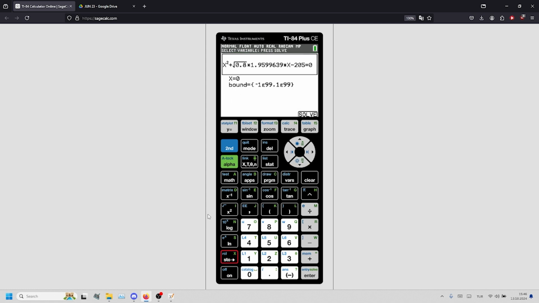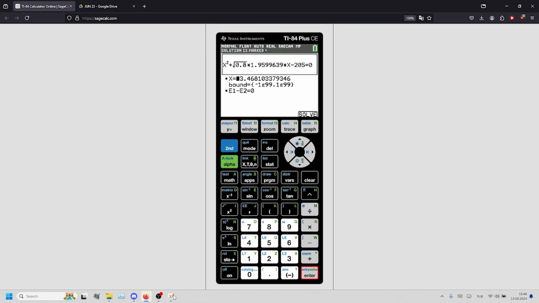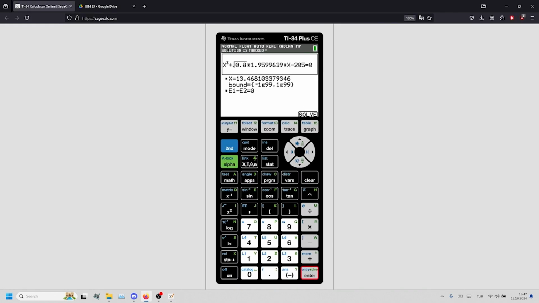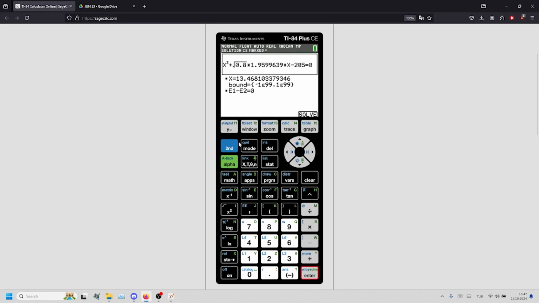So there we go. Now here we have to put in a guess value for our x. This is how the TI-84 numerically solves equations. And then to solve, we need to press alpha lock and then enter. There we go. That finds us the value for root m. Here root m is apparently equal to 13.468103. That's probably enough significant figures. I don't think we need more.